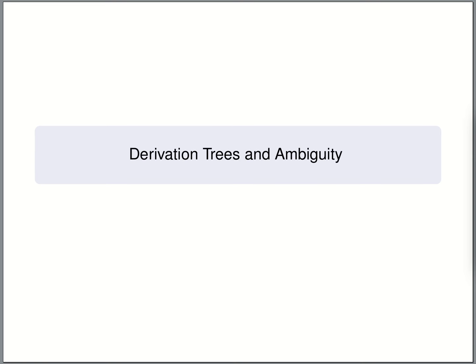The derivations in context-free grammars can be displayed nicely in the form of derivation trees. And we say that the grammar is ambiguous if there's two different derivation trees for the same word. So let's have a look at that.